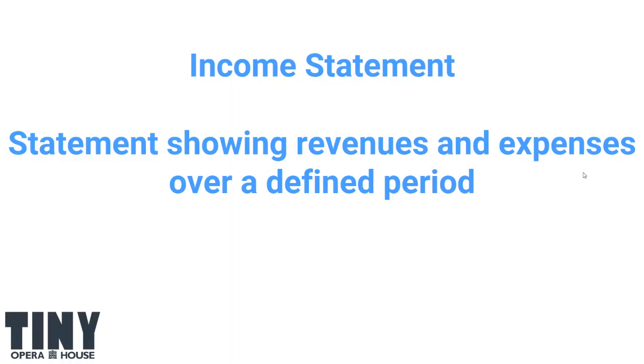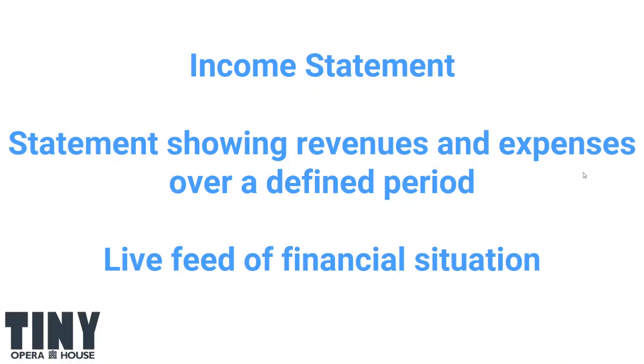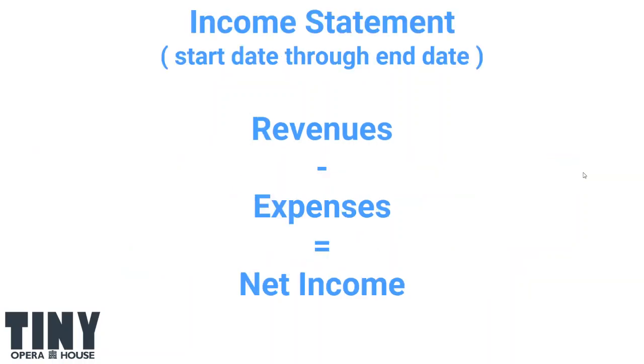Income statement is a statement showing the money that's come into the organization minus the money going out of the organization over a period of time. So whereas the balance sheet shows information at a certain date, the income statement is more of a timeline. It shows a period of time, usually a year, sometimes a month, sometimes a quarter. But it's what has happened over that period of time. And it's more like a live feed of the financial situation of an organization. So what's happening as the organization is existing in time.